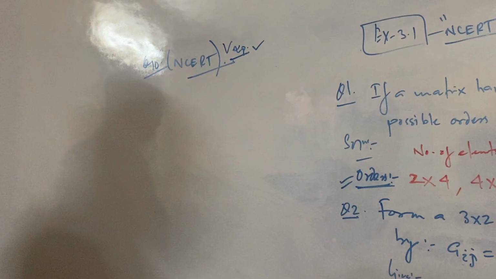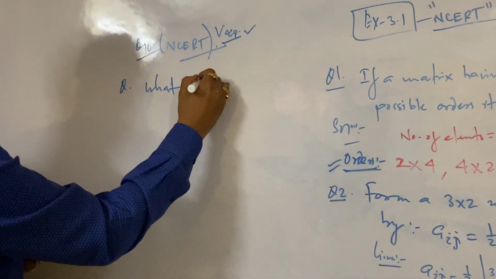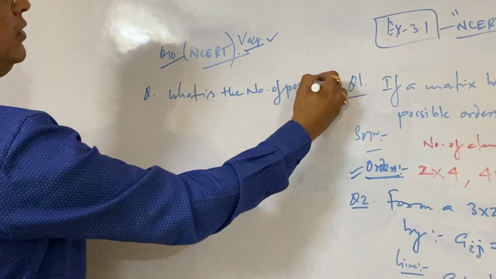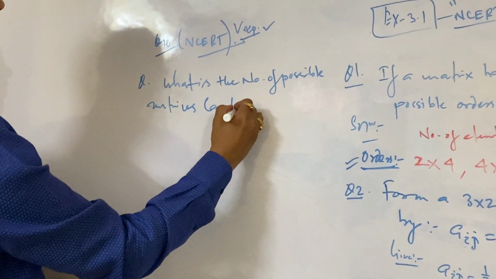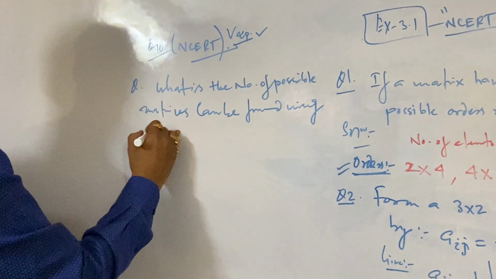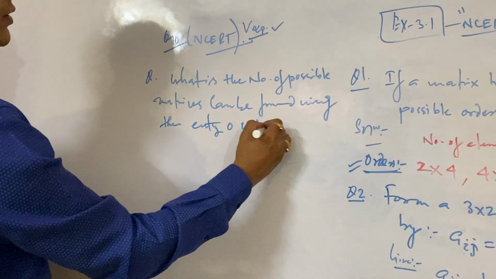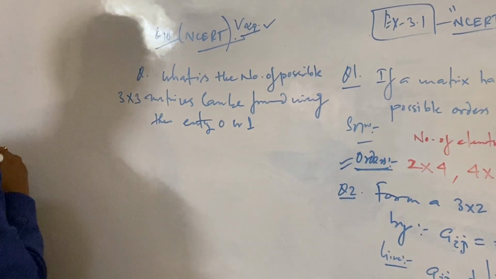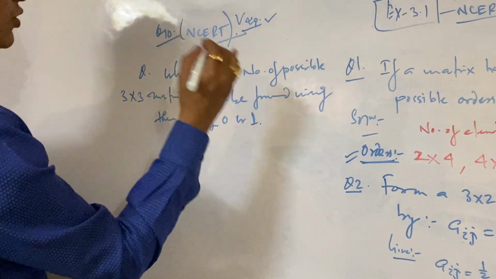The question goes like this: what is the number of possible 3 by 3 matrices that can be formed using the entry 0 or 1? What is the number of possible 3 by 3 matrices can be formed using the entry 0 or 1?